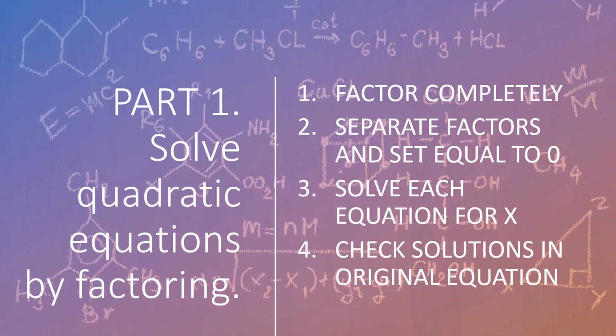After you factor completely, you're going to separate factors and set equal to 0. This is called our zero property. That means that if I have 2 factors set equal to 0, either one of them can be 0, because 0 times anything is going to be 0. Next, we solve each equation for x using inverse operations to isolate the variable, and then we check our solutions in the original equation, all right?